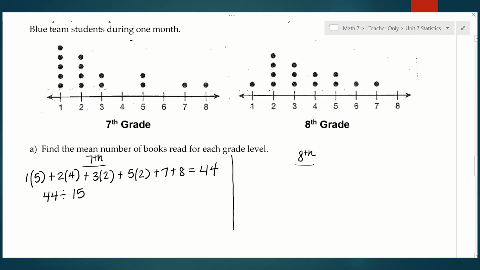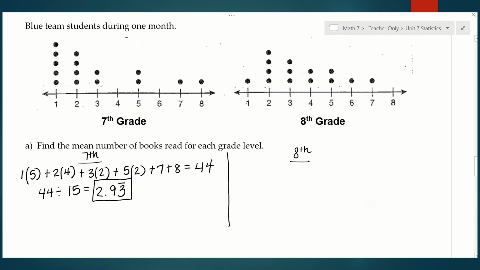15. 15 total dots. Hopefully that's correct. Nobody to double check my work here. And so when I divide, I'm getting 2.93 repeating is my mean. Okay, so about 3 books is the average for 7th grade, just under 3.